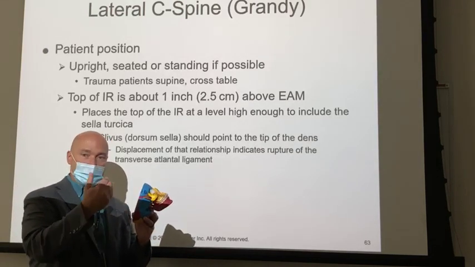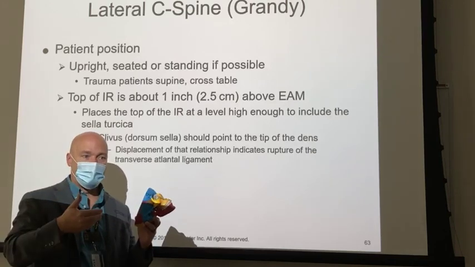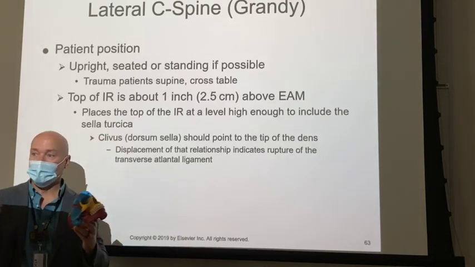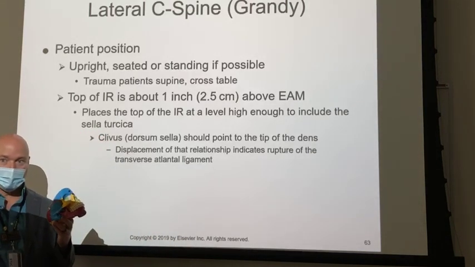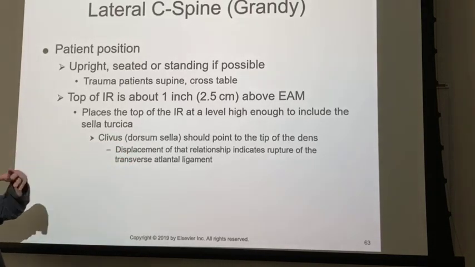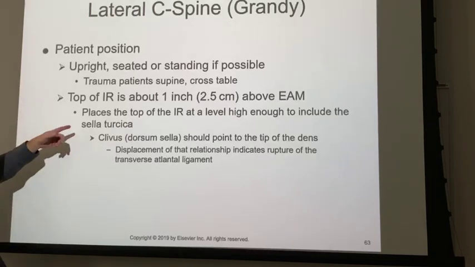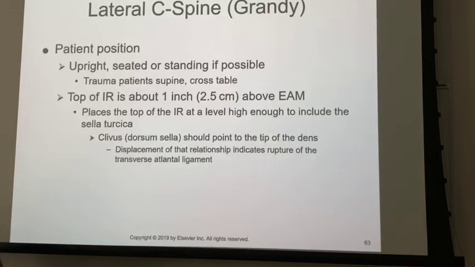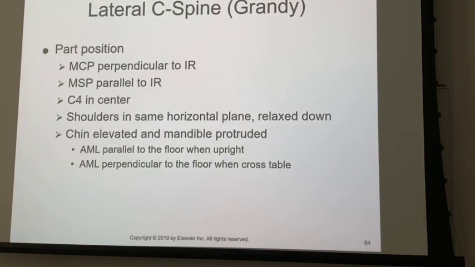image receptor high enough to see the sella turcica so they can follow that line down and hopefully see whether or not it's pointing to the tip of the odontoid process. Very important. Okay, so top of the image receptor higher than what you think that you should see just for the neck, because you want to see the sella turcica. So put the top of your collimated field at the temple. Okay. The clivus is really your dorsum sella, so it should point to the tip of the dens or the odontoid process.